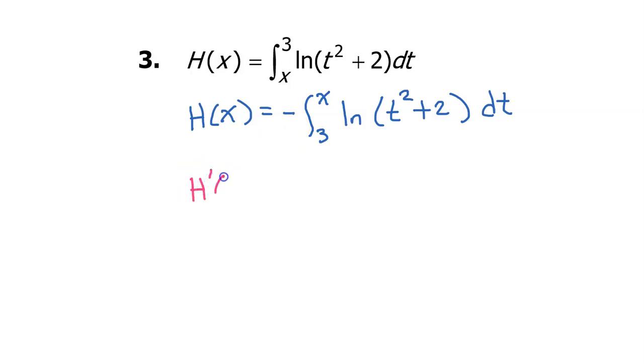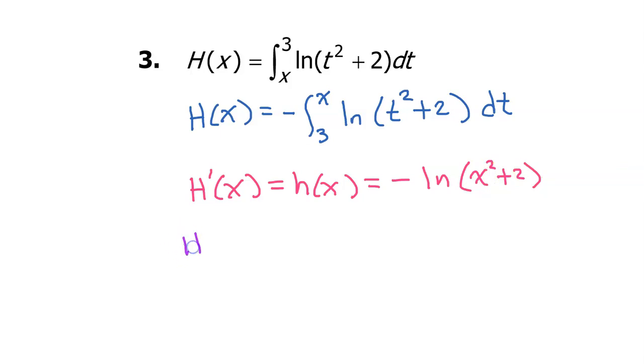So capital H prime of x, which equals h of x, will be, let's see, the negative sign will stay there. The derivative cancels out the integral, and we are left with the inner function. So natural log of x squared plus 2.